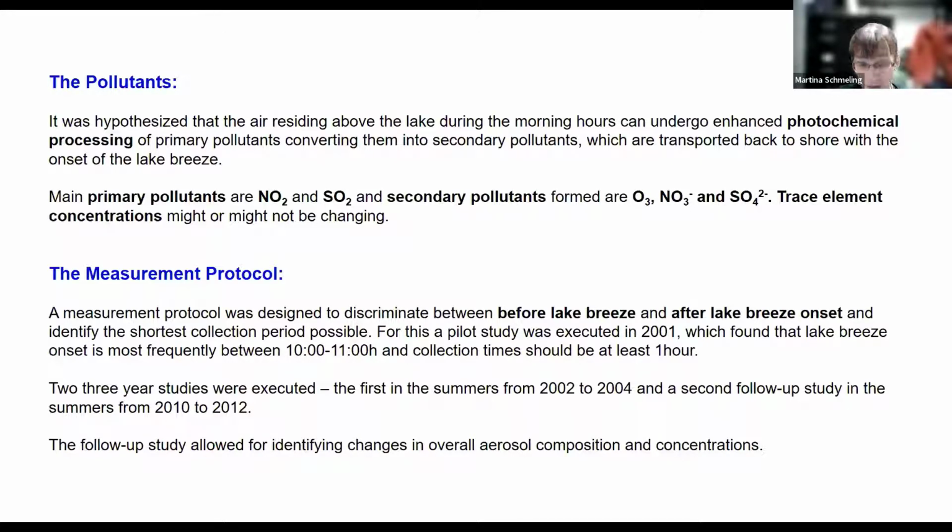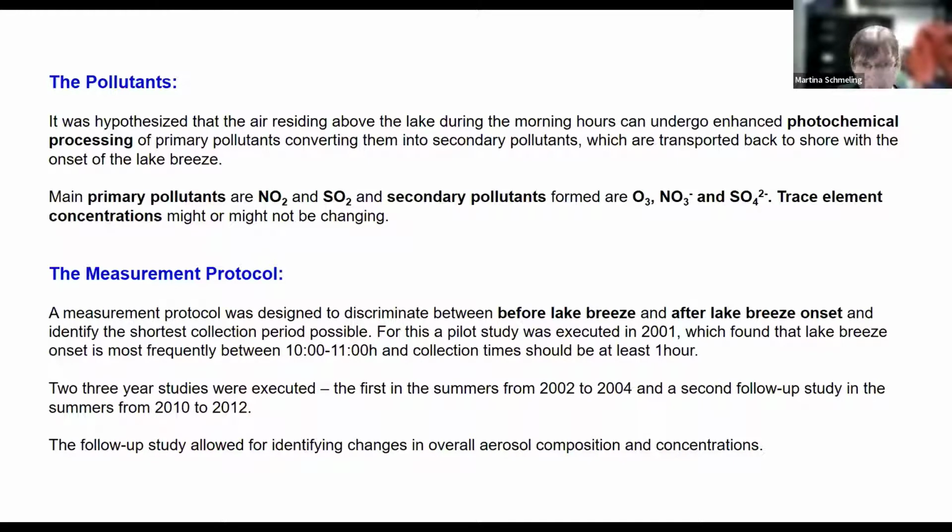And what we did is we designed a measurement protocol, which was designed to discriminate before the lake breeze and after the lake breeze, or while the lake breeze is in process. So before the lake breeze, meaning early in the morning, and then when the lake breeze sets in, as I said, typically between 10 and 11, we would start measuring around 11 or something like this and see whether we catch the onset of the lake breeze or not.